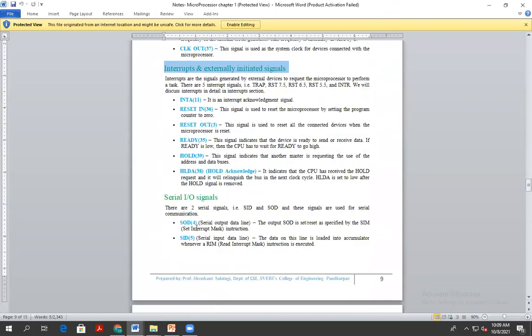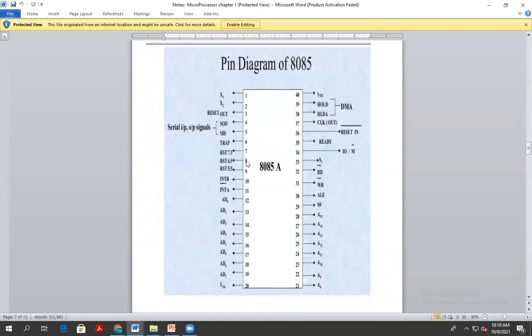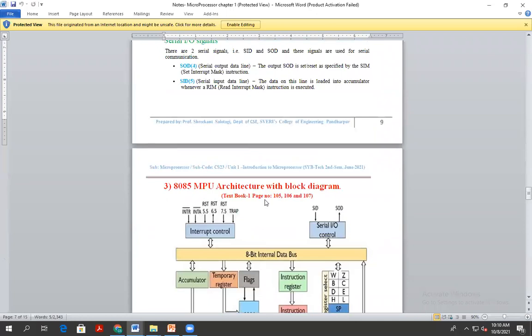Only pin numbers 4 and 5 remain. Let's check it. That is trap; I have explained 7, 8, 9, 10, 1, 2, 3. I explained 7, 6, 7, 8, 9. I explained 12 to 19, that is the data lines, and the 20th. 21 to 28 explained, 29, 30, 31, 32, 33, 34. All I have to explain now is only these three, 4 and 5. So now I will go to pin number 4 and 5.